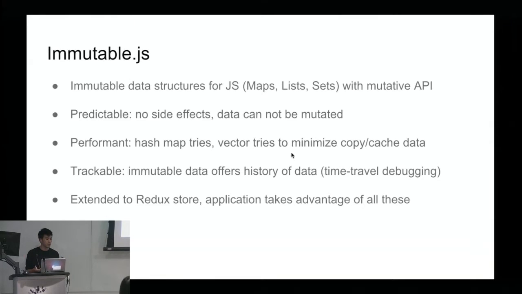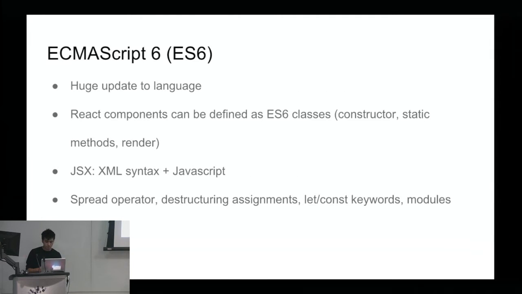It's performant, so a lot in the way that React reconciles re-rendering by diffing. You can use hash map trees and vector trees to check things by reference. So say you have data that is changed. You can either check the value for it, or immutable will check the reference in memory. And so if the value's changed, the reference has changed, and so you know you need to re-render. Oh yeah, so obviously if you send these immutable data structures to the Redux store, the application can take advantage of all of these.